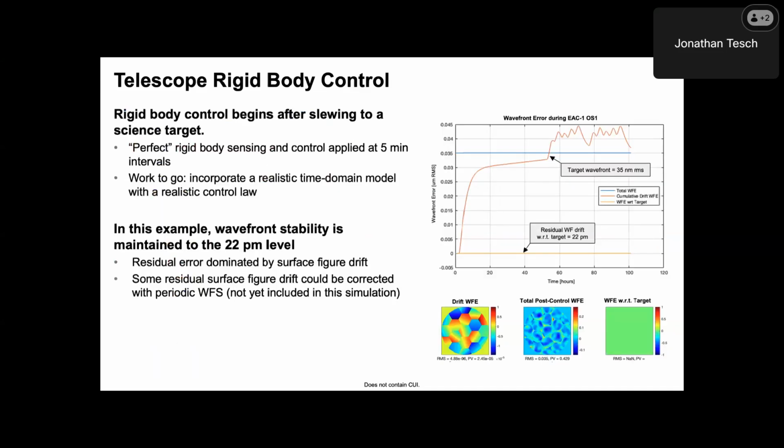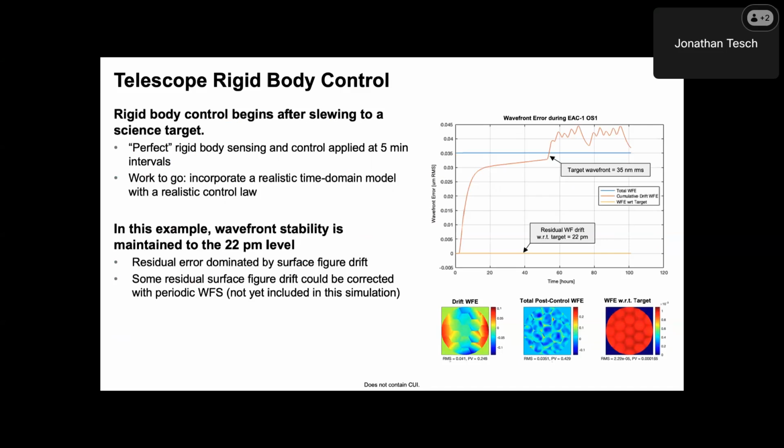Okay, so again, going back to this particular example that we're walking through, we can now take the 35 nanometer wavefront alignment target that we have from simulating the initialization of the telescope and play out rigid body drift and surface figure drift coming out of the EAC1 integrated modeling process. And so, again, we're at a noise-free state at the moment. So we're just assuming essentially perfect rigid body sensing and control applied, in this case just at 5-minute intervals, so not totally realistic quite yet.